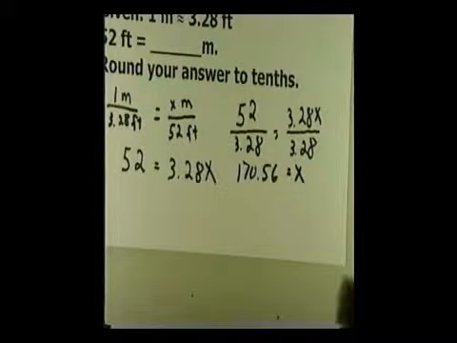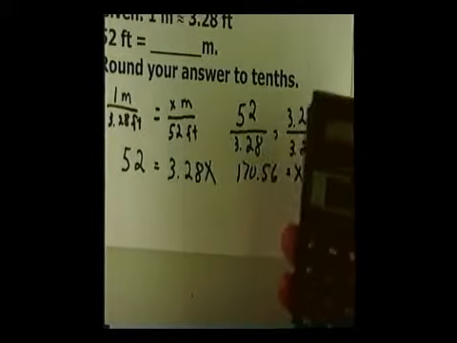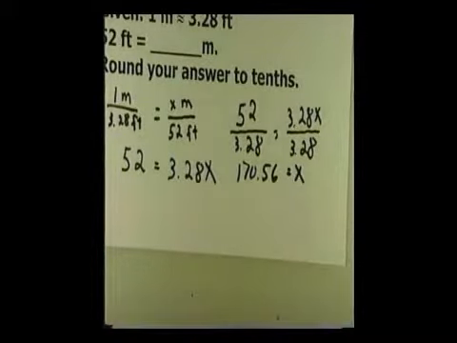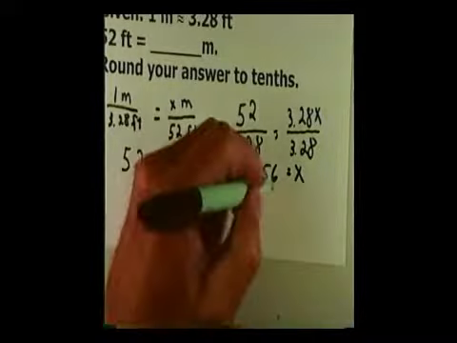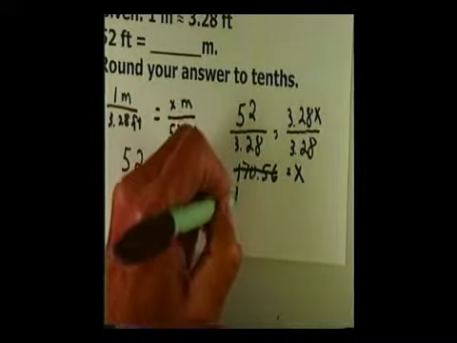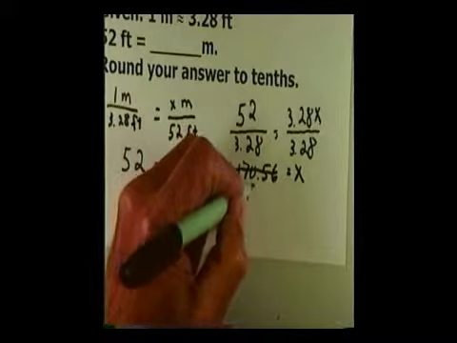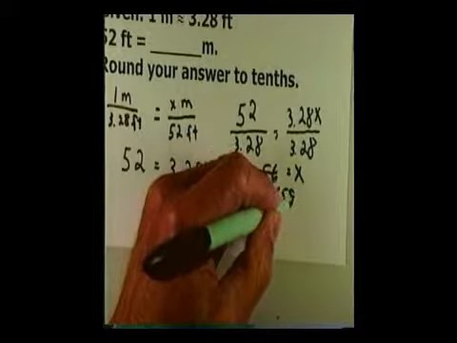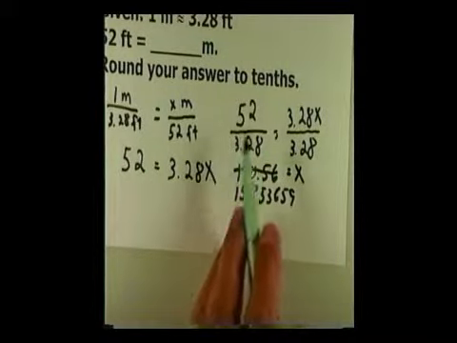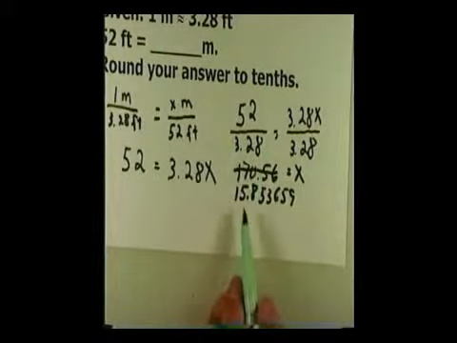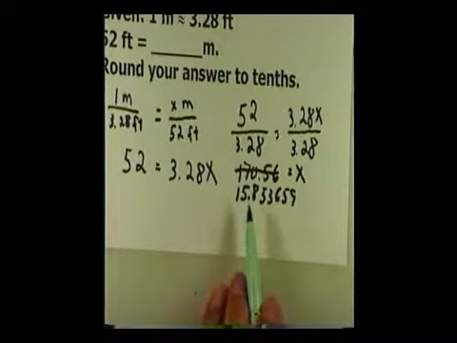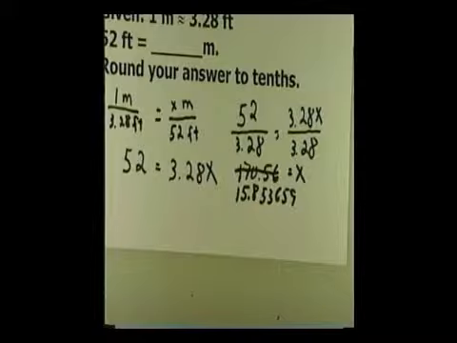That's obviously wrong. I multiplied. So let's try that again. 52 divided by 3.28. And in this case, I get something that looks better: 15.853659. So I do the division, 52 divided by 3.28, and that seems more reasonable. 52 divided by 3 would be a little more than 15. So that seems more reasonable.